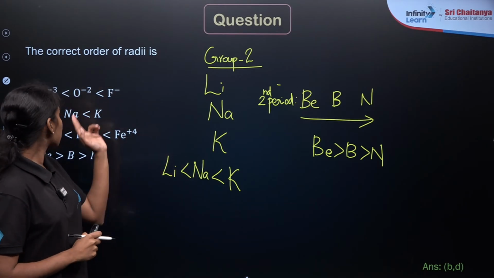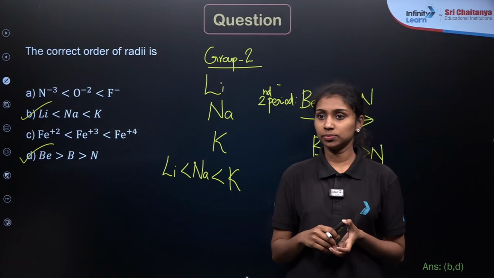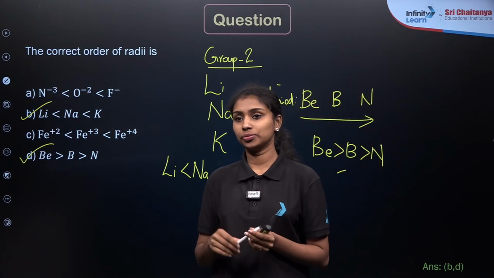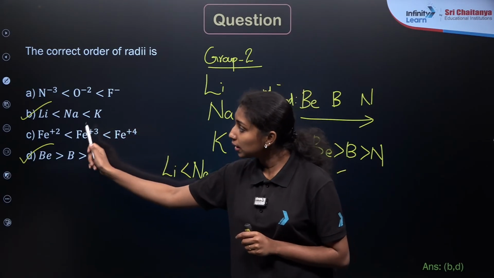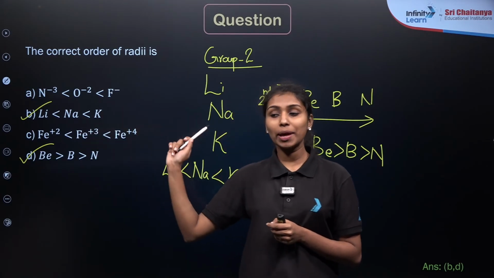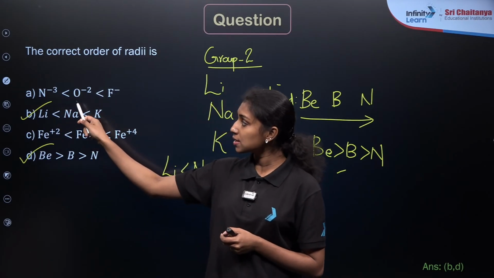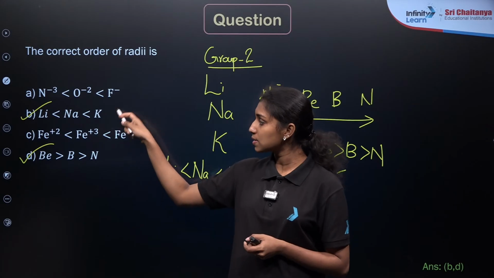Now what about the case of options A and C? Why are they incorrect? In the case of anions, as we already know, whenever the charge on the anion increases, the size is higher. So this will be the reverse order. N3 minus will have higher charge and higher size, then O2 minus, then F minus. So this is the reverse order.